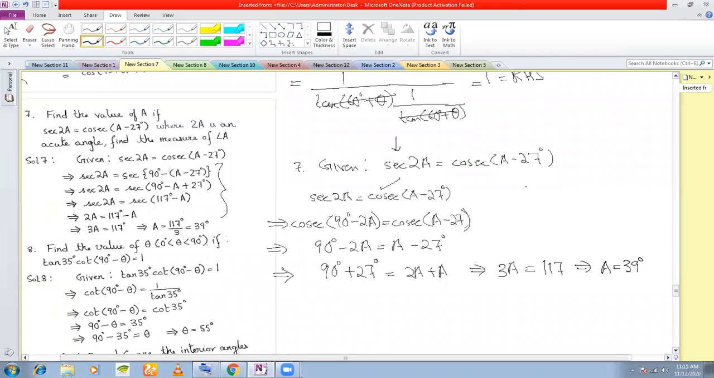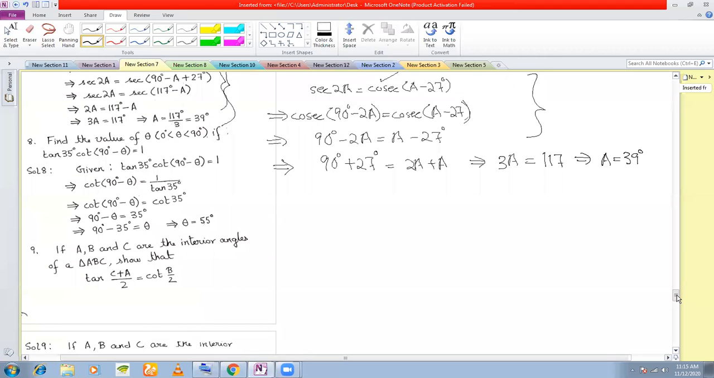So whether you proceed this way or whether you proceed as I have proceeded in this sum, it's the same thing. Okay. Next sum is find the value of theta where theta lies between 0 and 90 degree if tan 35 cot 90 minus theta is equal to 1. Number 8, given tan 35 cot 90 minus theta is equal to 1.